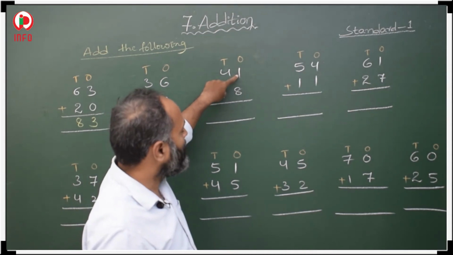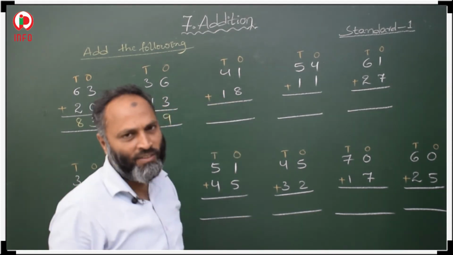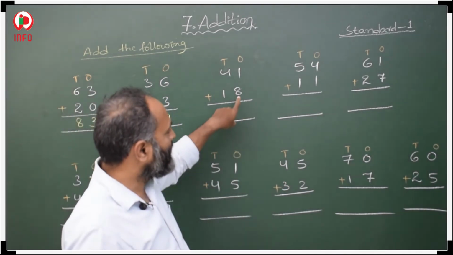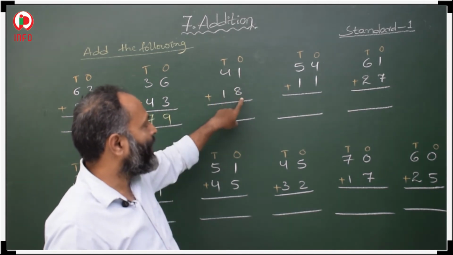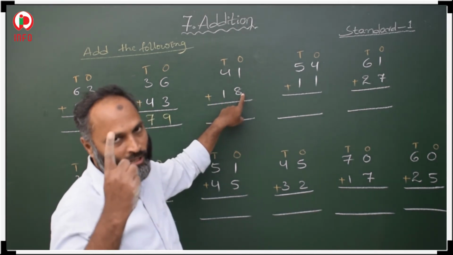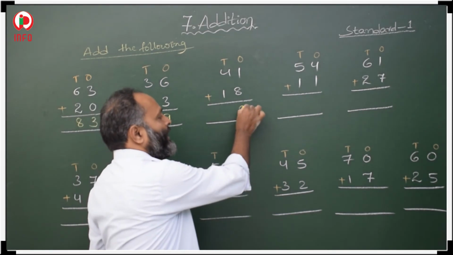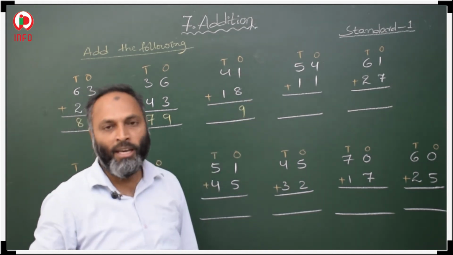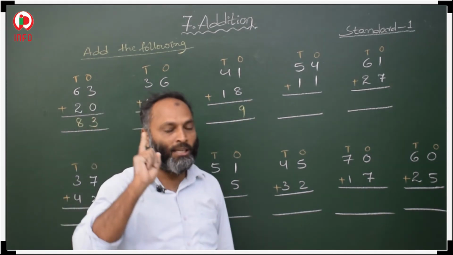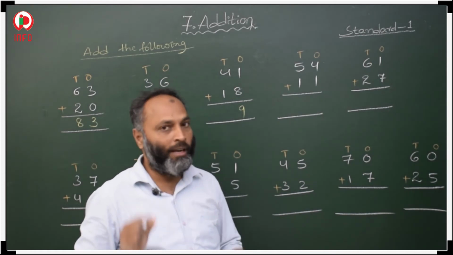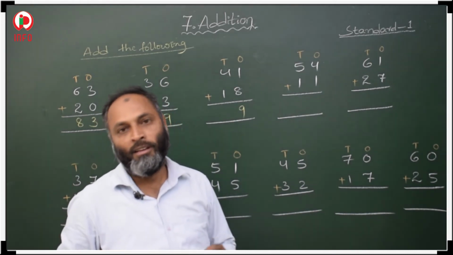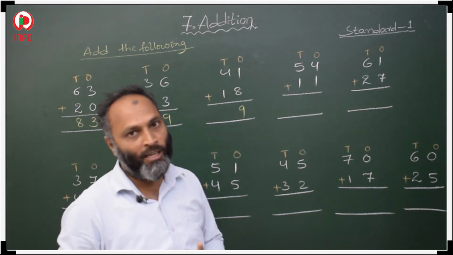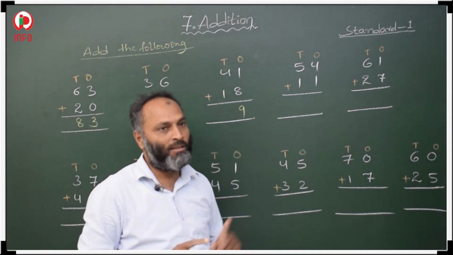Keep your finger on 1 or 8, that is your wish. But it is better you keep your finger on the bigger number. Here I want to keep my finger on the bigger number. 1 and 8, 8 is the bigger number. 8 plus 1, 9. In addends, if you add 1 plus 8 or 8 plus 1, anyhow you will get the same answer. Keep this in your mind: whenever the order of addends changes, the sum is the same. 1 plus 8, 8 plus 1, the same.